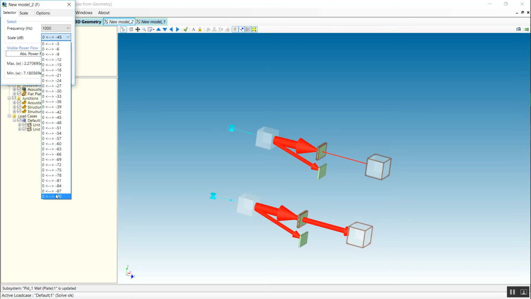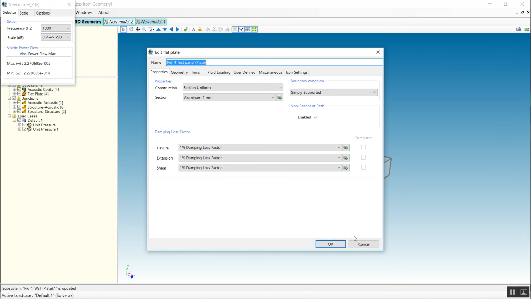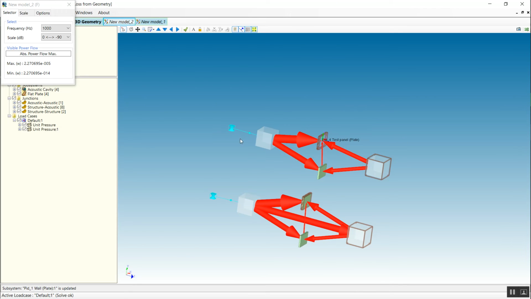So if I expand to 90 dB, I will see all the corresponding arrows in between the two models. The difference between these two models is obvious here. If I move this panel a bit, you see that here you see only the resonant energy. Resonant energy is shared among the panel here, in this way. Here you can see directly the non-resonant energy going from one cavity to another.